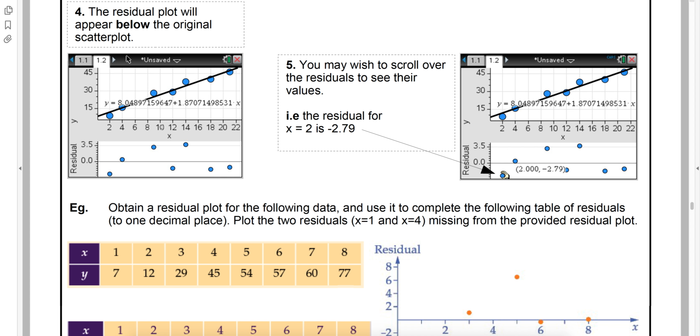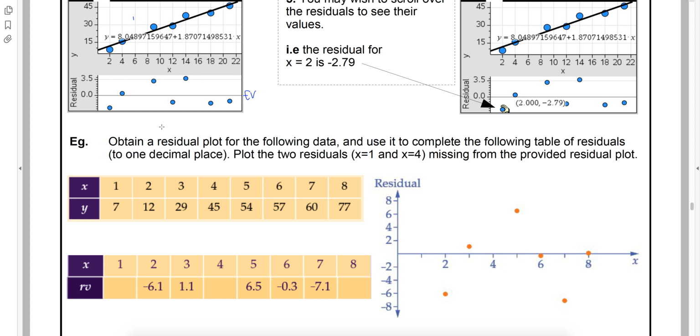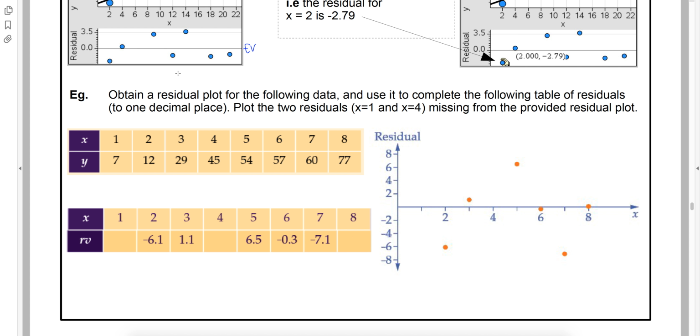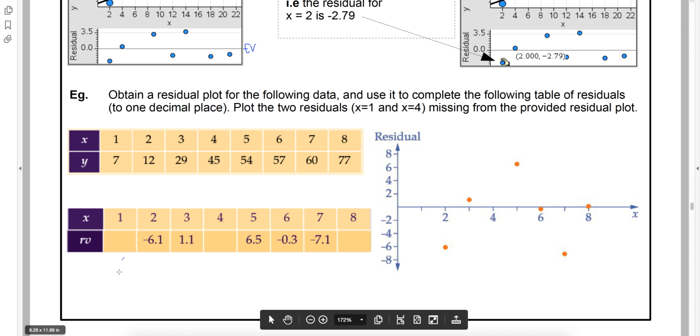Alright, we are going to do it with this one here. We've got some data, X and Y. We'll get that into the calculator, and you'll see the question has asked us to plot the 2 residuals that are missing. So this one here, we need to know what that is, and we need to know what that one is there. We can actually find it for this one as well when we calculate it and find the plot. But as you can see, that one is already plotted.